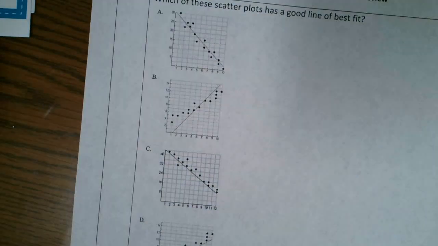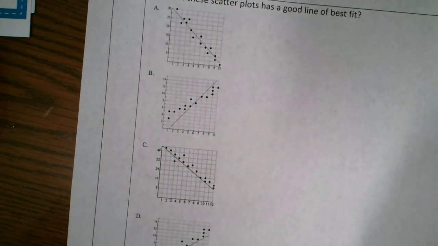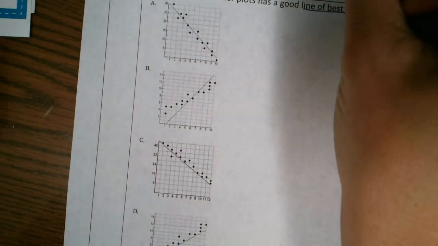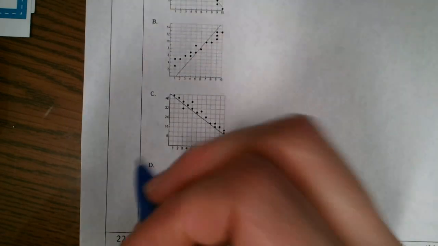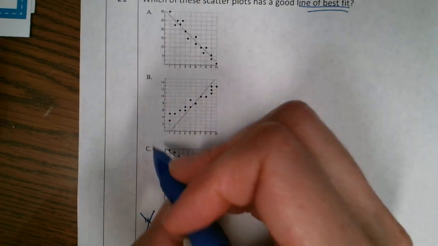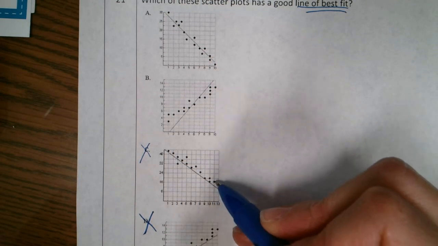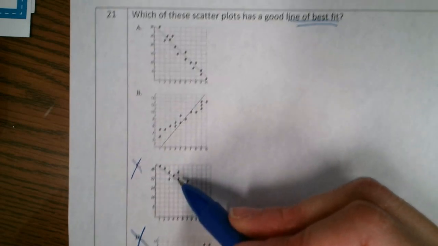Number 21. Which of these scatter plots has a good line of best fit? So a line of best fit has to have some points above the line and some points below the line, and you might have some going right through the line. If we look at our choices, D is definitely wrong because all the points are above the line. C is definitely wrong because almost every point is above the line.